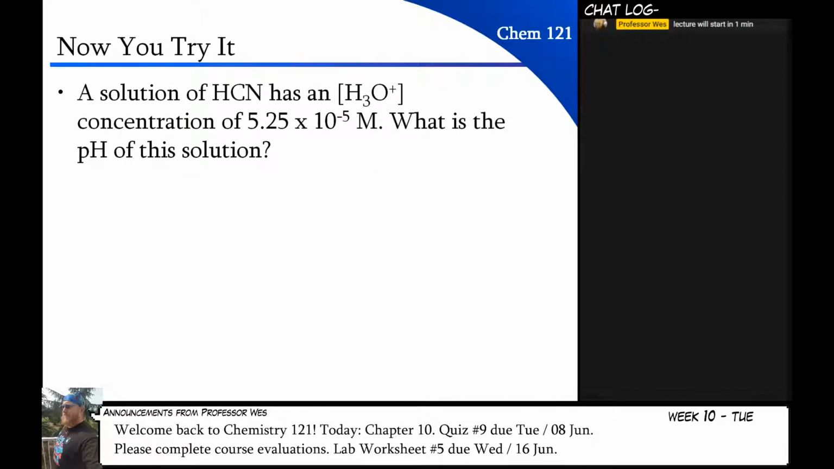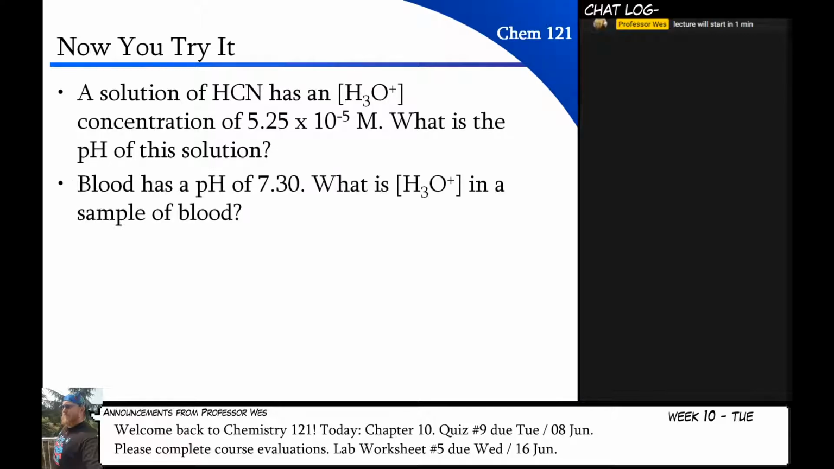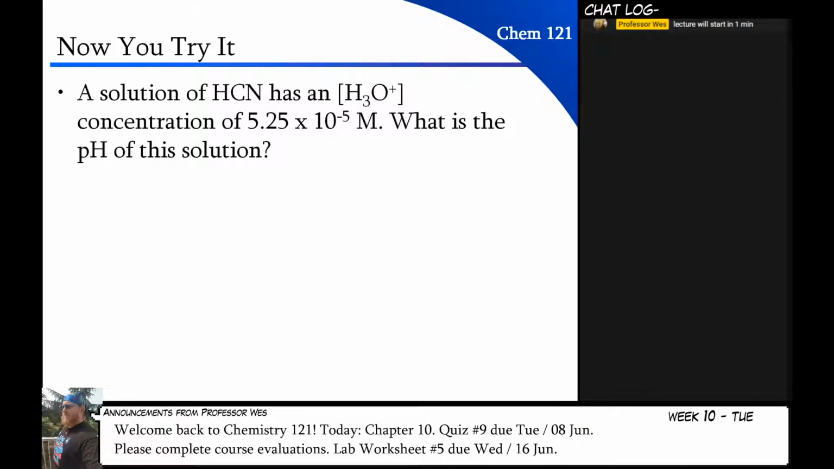All right, let's do another one. I want you to try this on your own. We'll do that one together on the bottom here. I'm going to give you a weak acid, and I calculate for you that the weak acid concentration is 5.25 times 10 to the minus 5. What's the pH of the solution? Type that into your calculator and post your answer in the chat. We'll go over the answer together in a second.